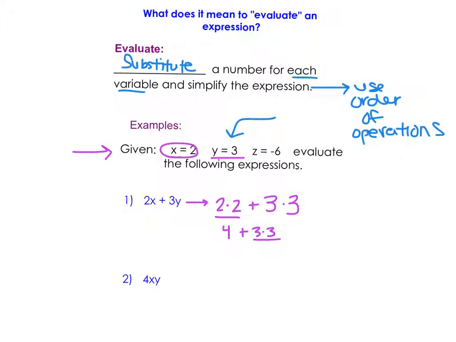I see a second multiplication, so that becomes 4 plus 9. And then my last operation is just to add, and I end up with 13.